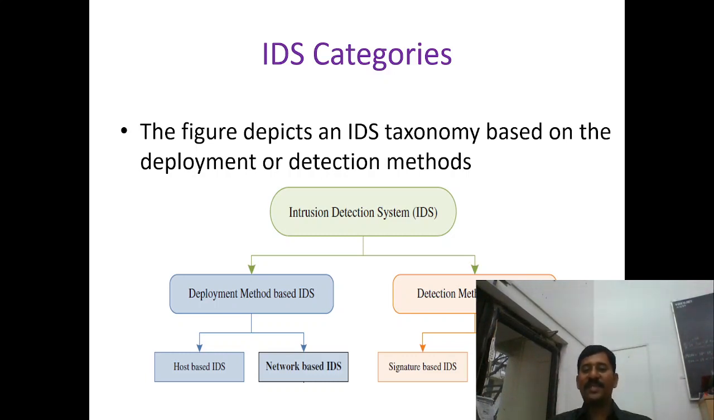But here also there is one challenge. The main challenge is the high false alarm rate. That is, it is difficult to find the exact boundary between normal and abnormal behavior. So these are the basic intrusion detection system categories.